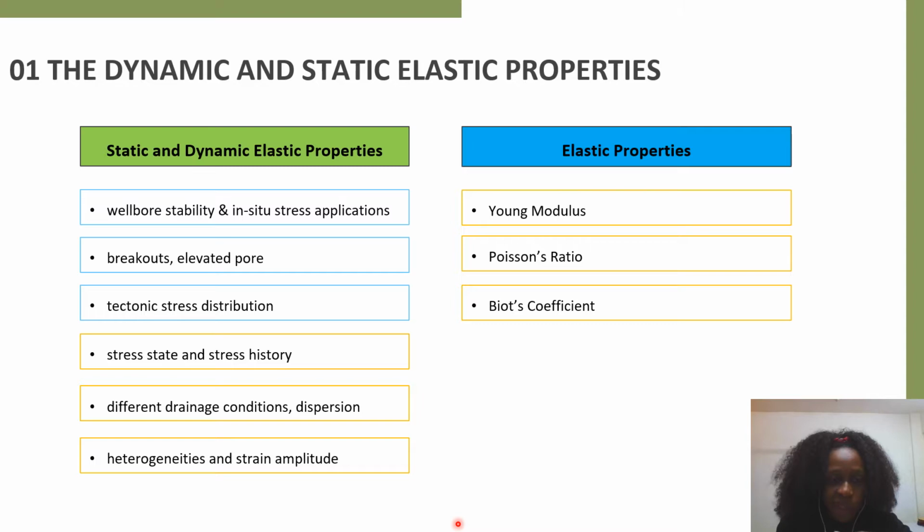But why is it relevant to study static and dynamic elastic properties? For instance, static moduli are often used in wellbore stability and in situ stress applications to evaluate, for instance, the possibility of breakouts, elevated pore pressure, and tectonic stress distribution. In this presentation, we'll be tackling Young modulus, the Poisson ratio, and Biot's coefficient.